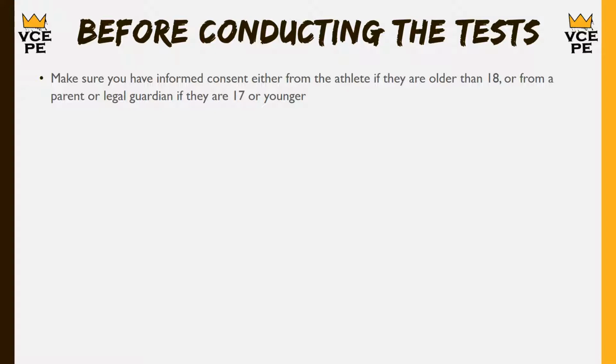So if they're 18 or older, they can sign for themselves. But if the person that is doing the testing is under 18 years of age, you need to make sure that you get a legal guardian or a parent to sign on their behalf.